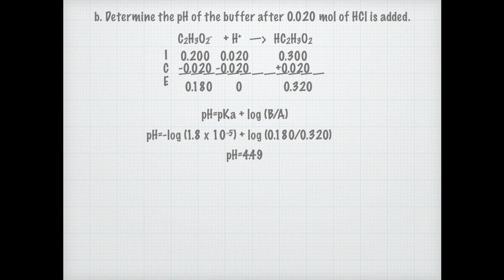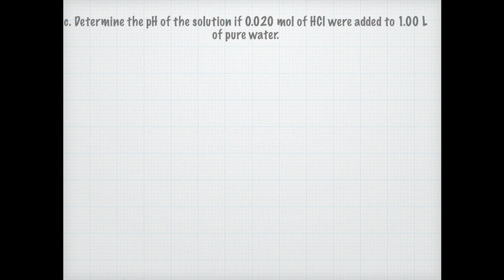So when I solve this, I get a pH of 4.49, which makes sense because since I added an acid, the pH should drop. But notice the pH didn't drop that much. It's still in the 4s, which begs the question: what if instead of adding the HCl to my buffer, I just added it to water? How would that affect the pH?